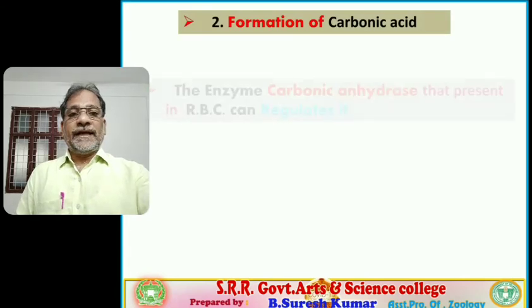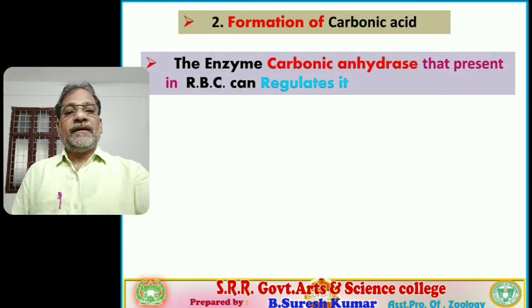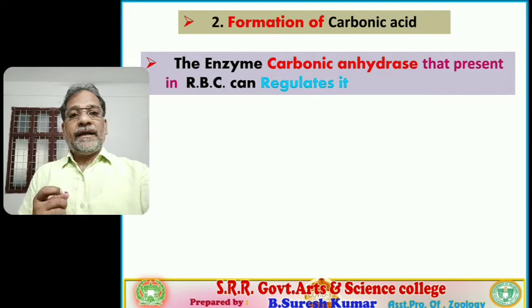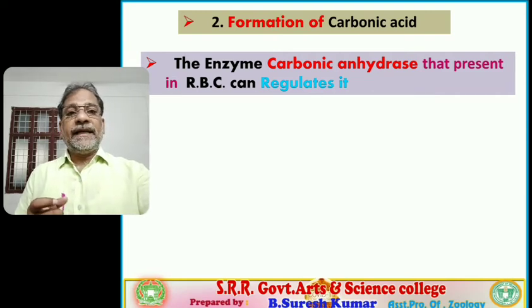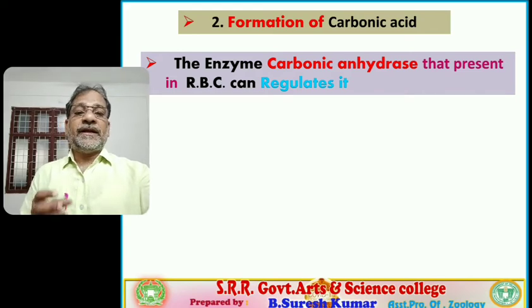Next, formation of carbonic acid. The erythrocytes contain the carbonic anhydrase enzyme, a specialized enzyme. It is the carbonic anhydrase enzyme.